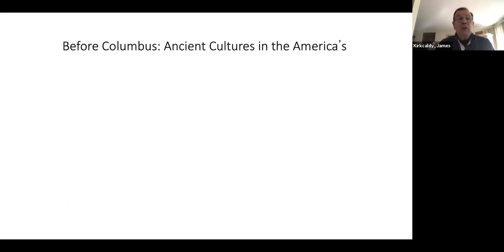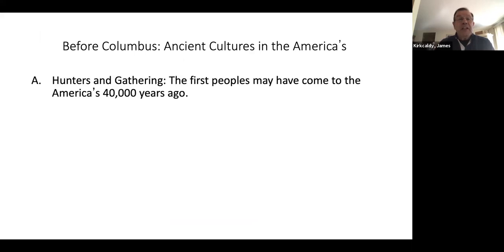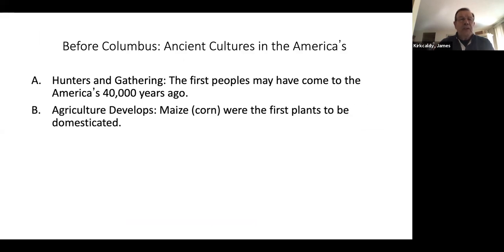Okay, before Columbus, ancient cultures in America. Now this is a good example. You don't really need me for this. I'm putting this down to make a point that there were major civilizations here. And it's important for you to understand this because later a lot of Europeans will look upon Native Americans as being primitive, for example, and it's really a misnomer.